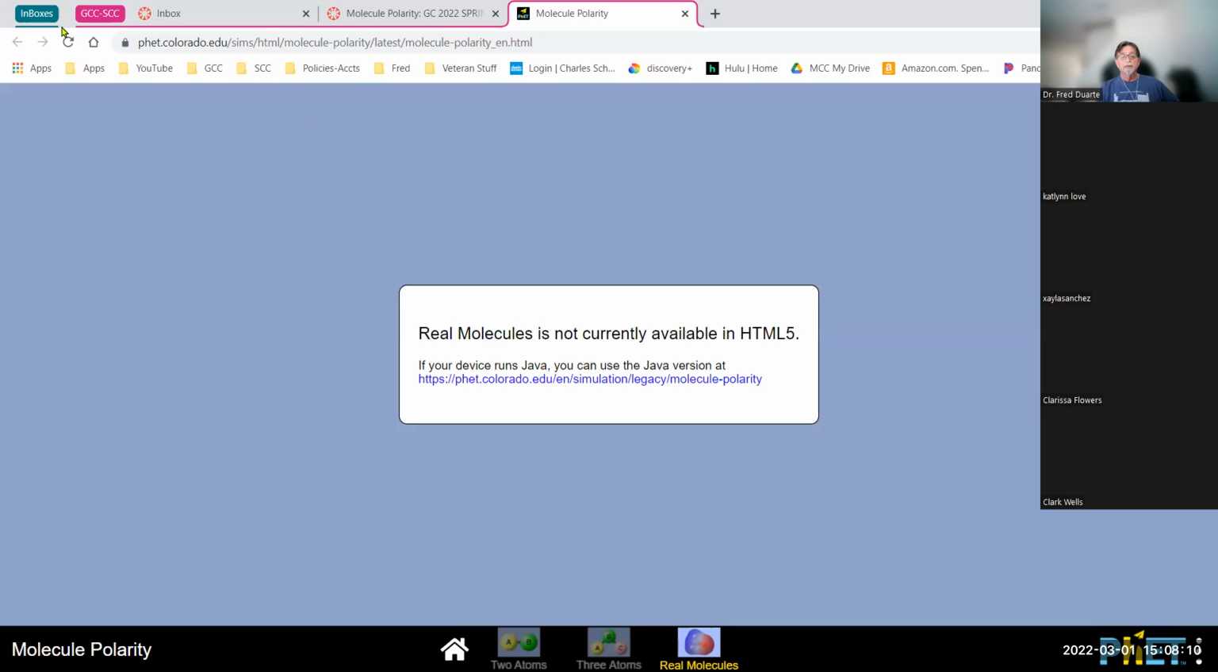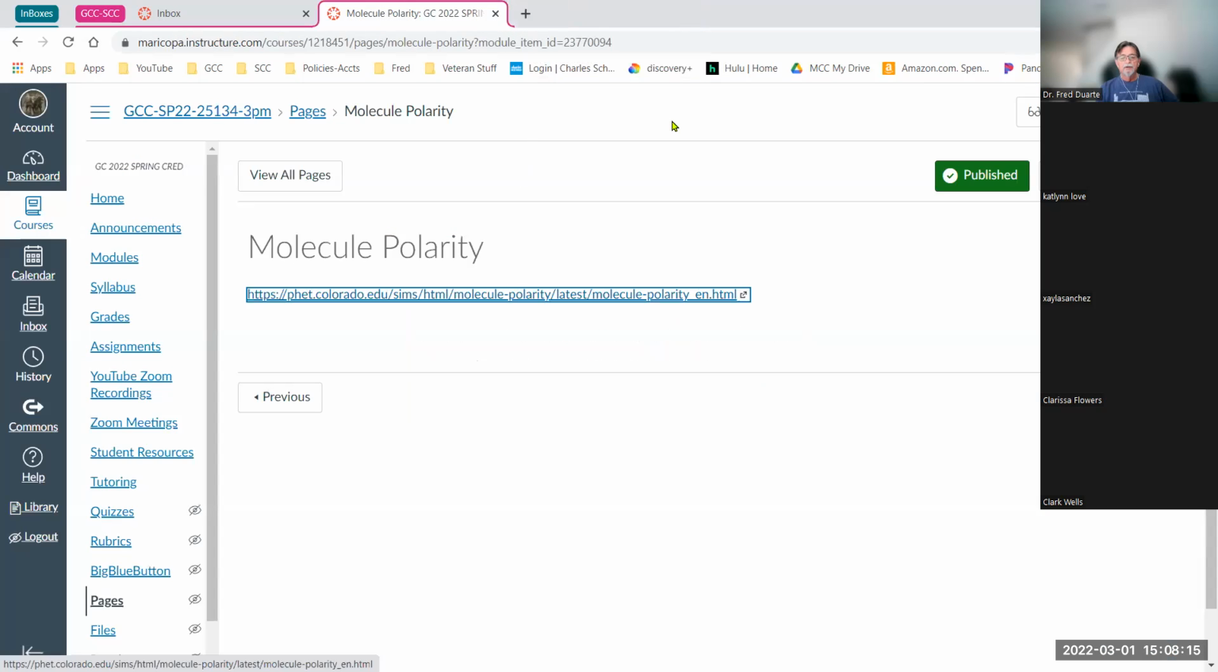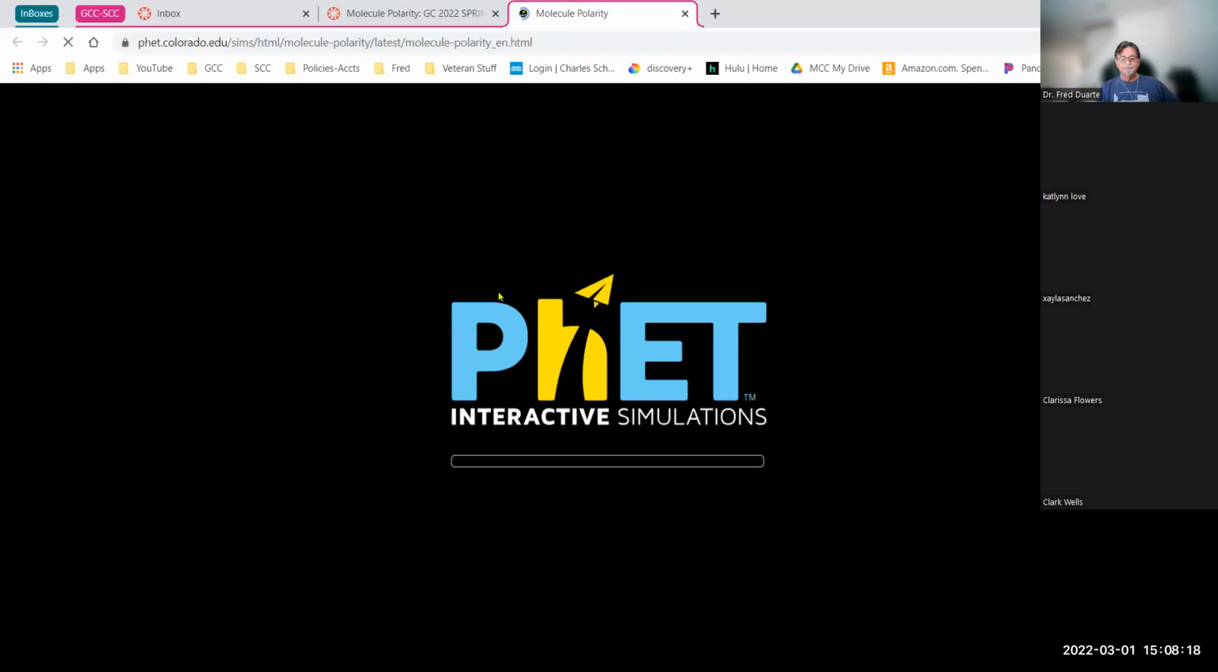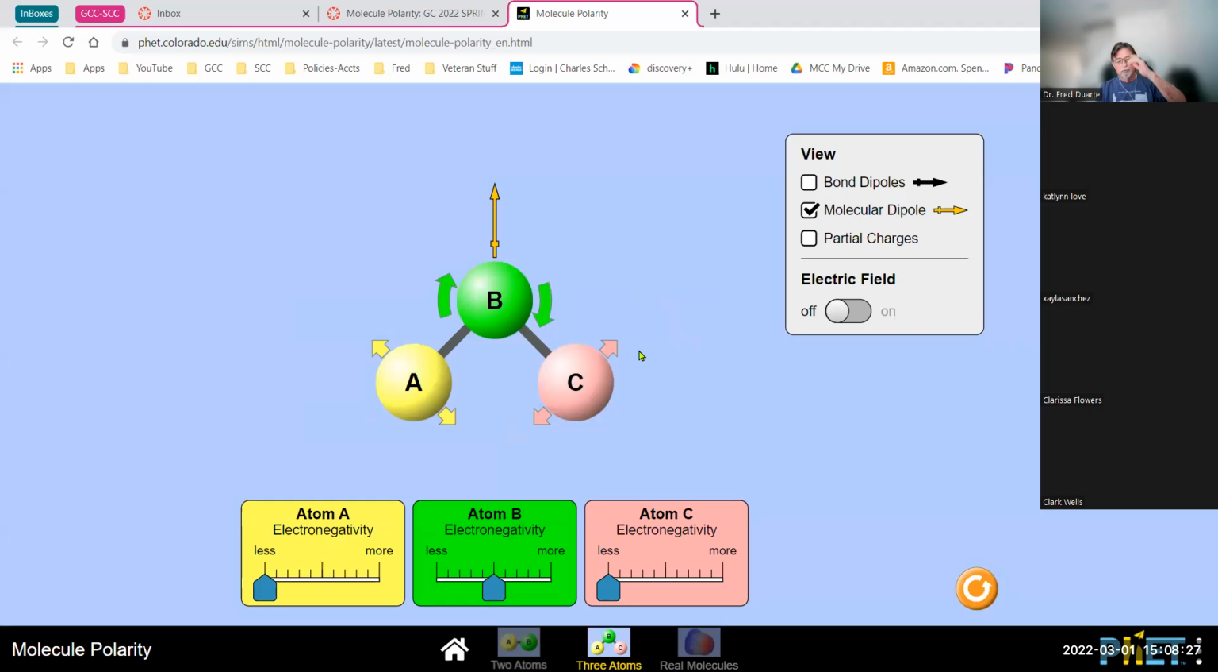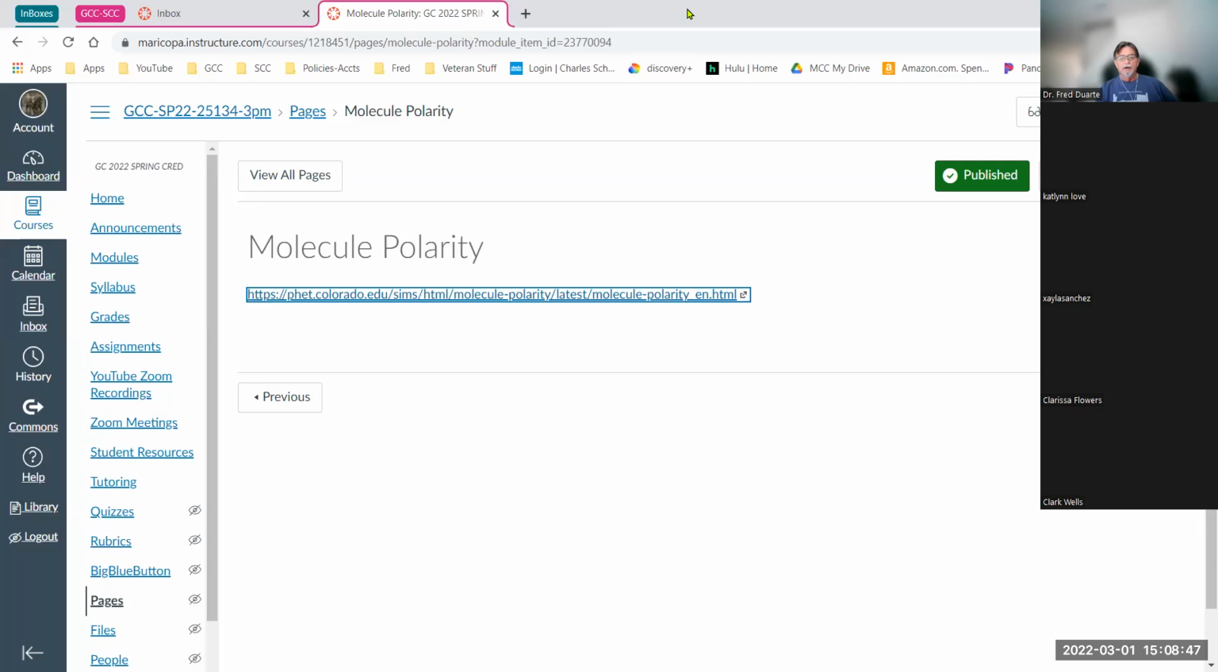Uh-oh, what happened there? Oh, it's not currently available because they're converting some of these into the new HTML5 format, and it's not ready. Let's see this one. So here's another one with 3 molecules. You can play with electronegativity and so forth, and it gives you a better picture of electronegativity and how it's related to the polarity of the bond, and eventually the molecule. All right, so any questions about that?